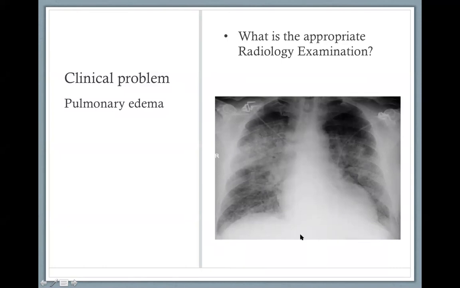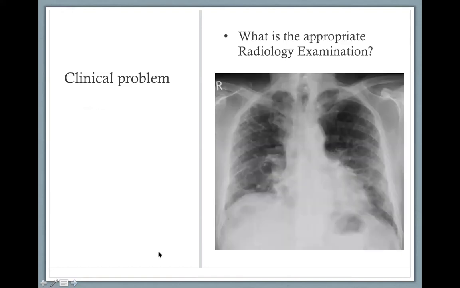You don't need CT because these patients respond very well to diuretics. So you give them diuretics and then you just do a follow-up chest X-ray and usually the abnormality would go away. Again, the majority of patients will only need X-ray, no need for CT.